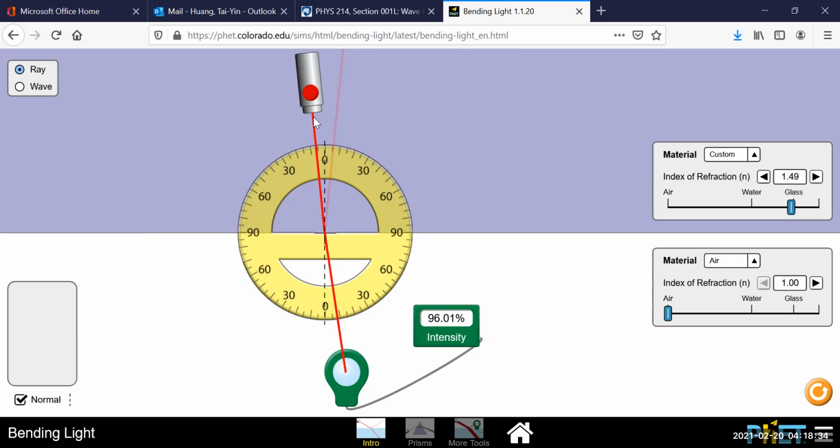Again, as I mentioned, any angle that's greater than the critical angle will show no refracted ray, so there will be no data after that. Okay, so that's basically what you want to do. It's a very simple thing to do, and that's that.